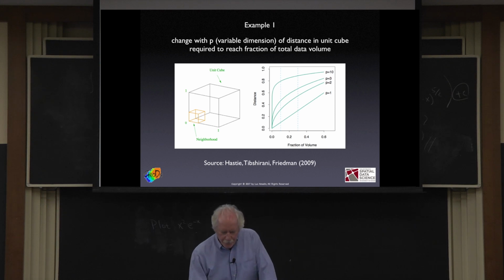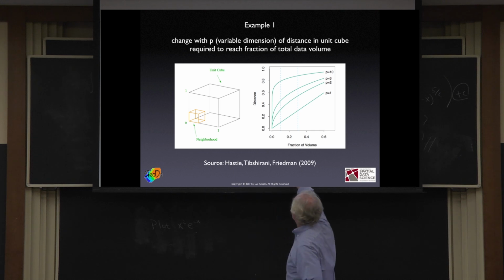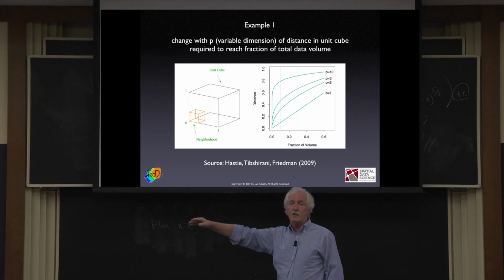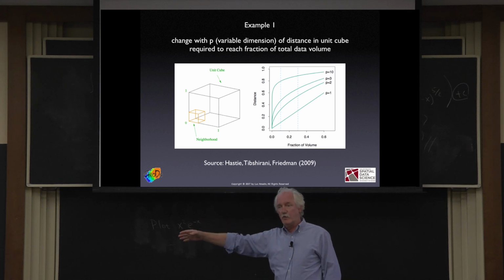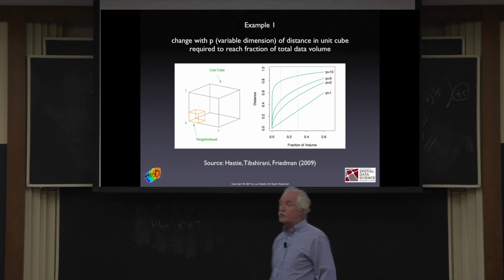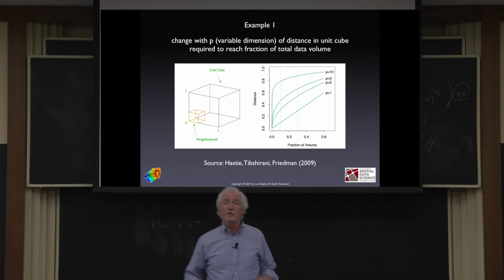So the bottom line, the straight line, is for one dimension, and it's just linear. So if you want more percent of the data, you have to go further, right? Now, once you go to 2 dimensions, you see that curve, it curves up. So 2 dimensions, if you want 10%, you have to get close to 30% of the data cube.